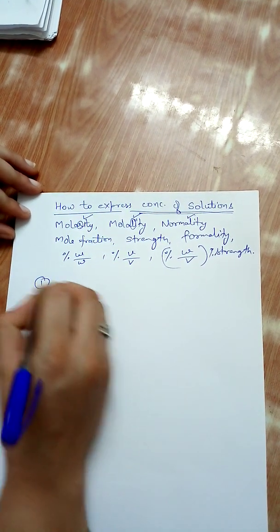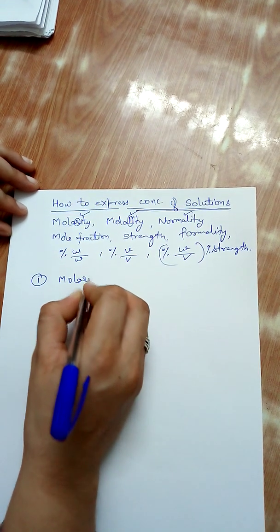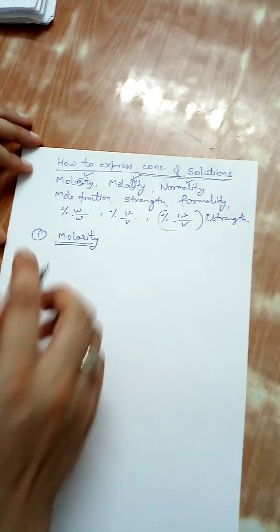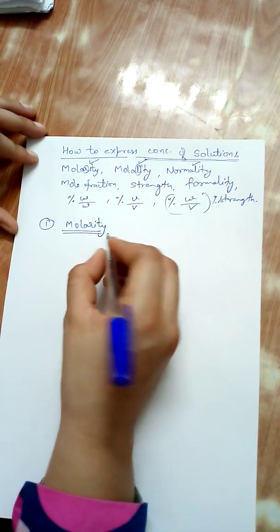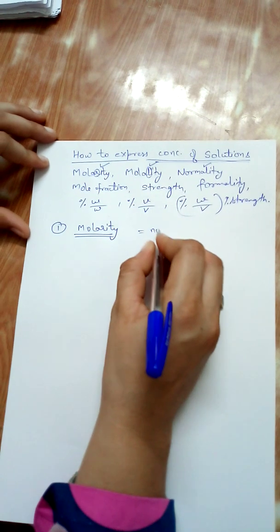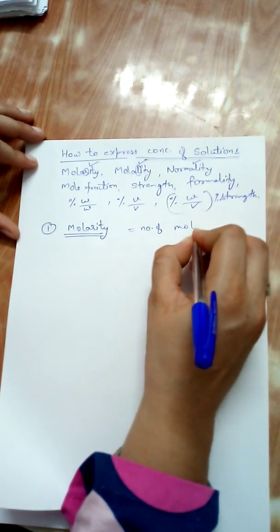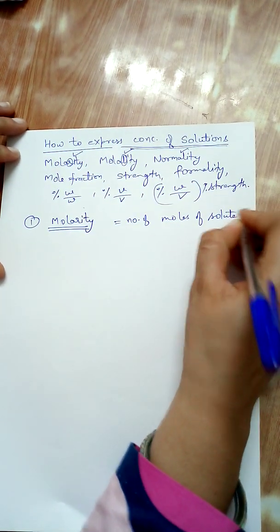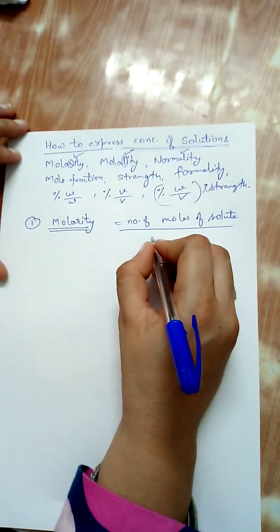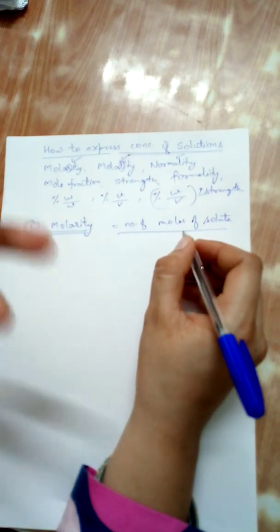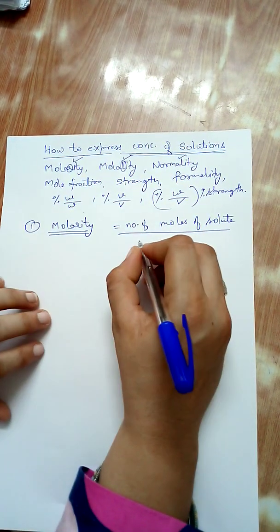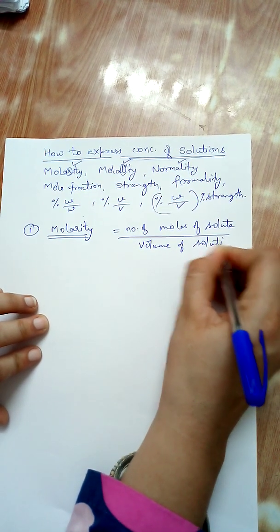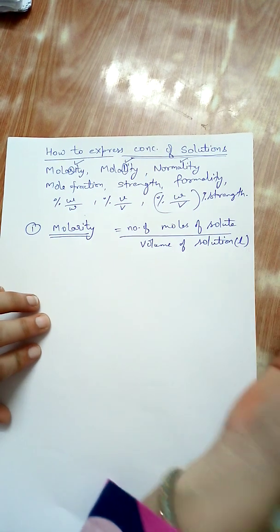So first of all we are going to deal with molarity. Students, what is molarity? The definition for molarity is the number of moles of solute per liter of solution. Per liter means liter is used to measure volume. So volume of solution will be in the denominator and it must be in liters.